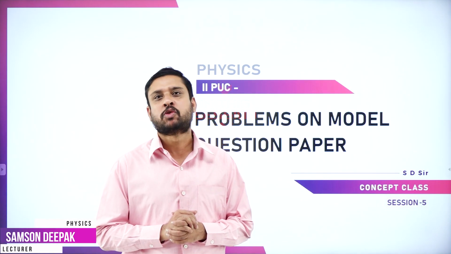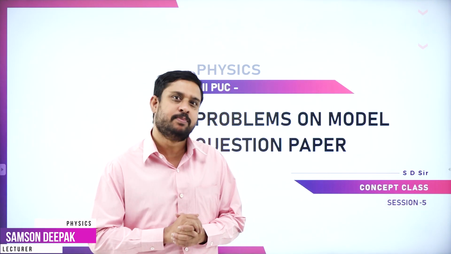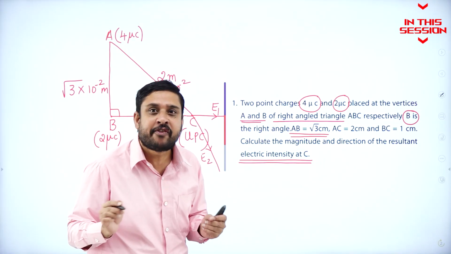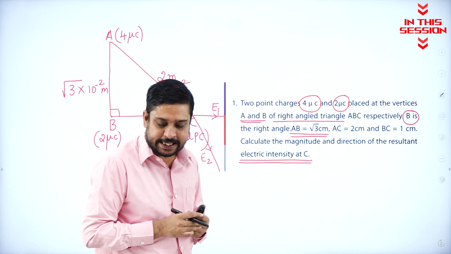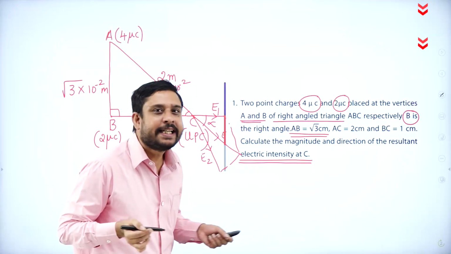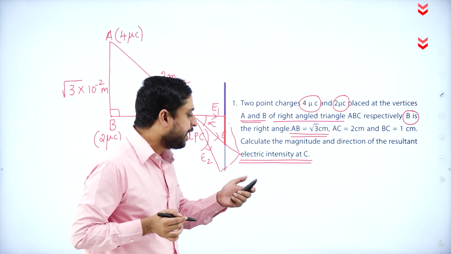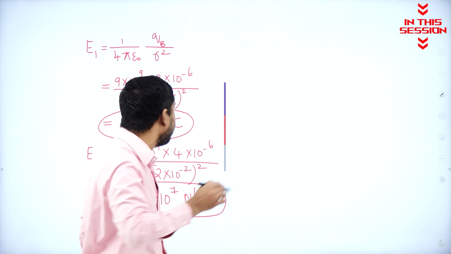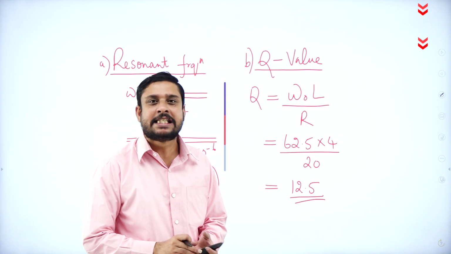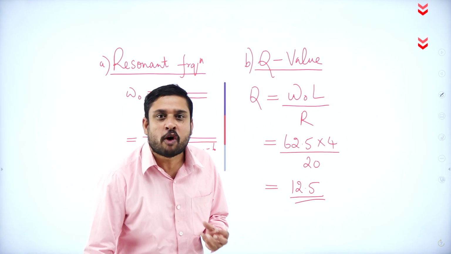Exclusively I will be solving the problems from this model question paper. How will I find the resultant intensity at C? Right angle triangle, I can define sin theta there. So it does not have a unit, it is just the quality of the resonance curve.